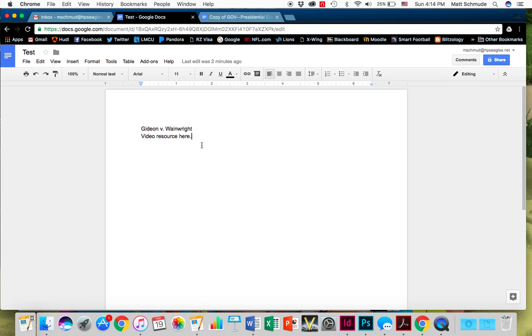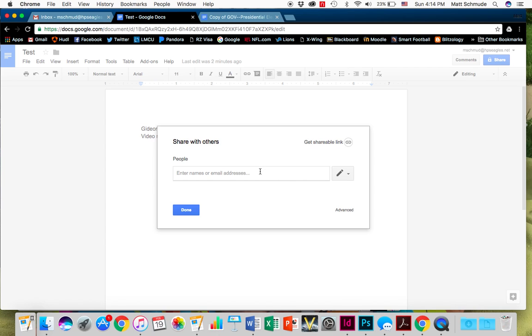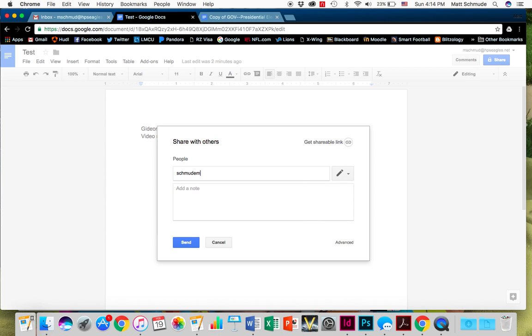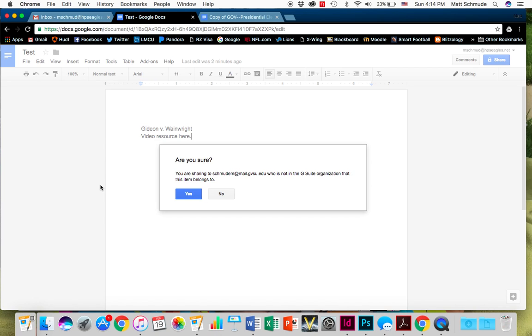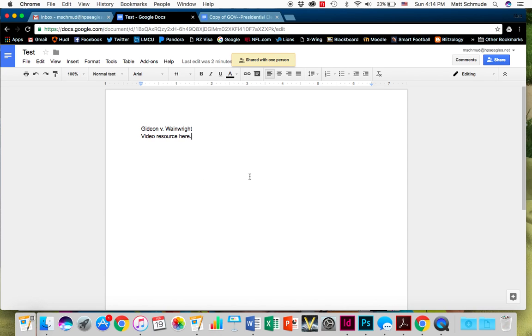There are a lot of different things that you can do. You can have multiple users access the document at one time. So here I could go ahead and share this with other people. I would just type in their email, schmudem@mail.gvsu.edu, and I can send that to them, and it's literally shared. Yes, I want to share that, and everything's sent.